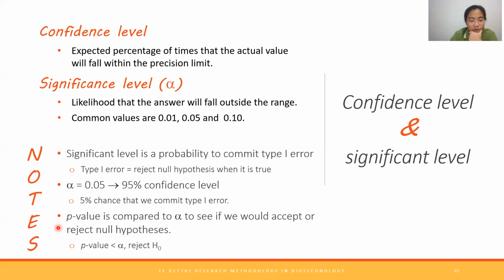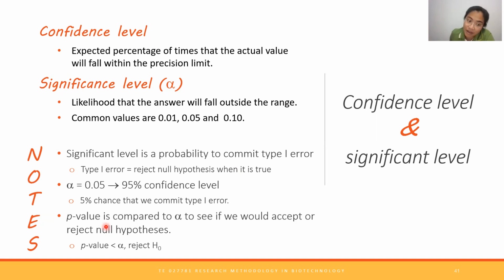Another term that you probably see is the p-value. You see a lot of p-values when you read papers. Most of the time when you see p-values, I notice that a lot of students say, okay, the p-value is less than 0.05, so this thing is significant, or this thing is not significant. The p-value is the value that you compare with the alpha, to see if we would accept or reject the null hypothesis.